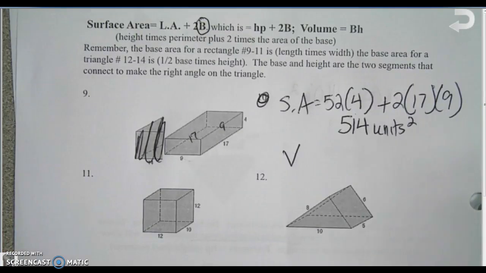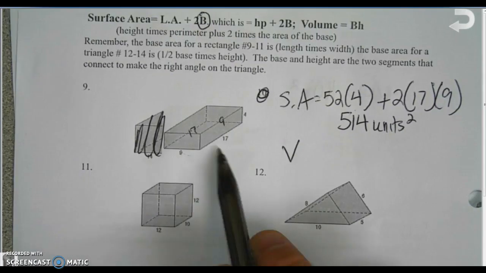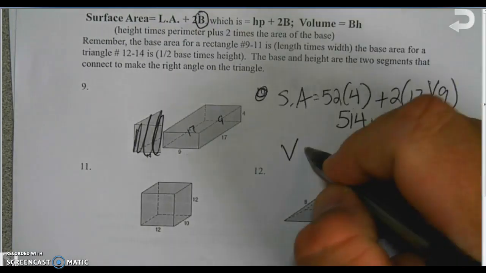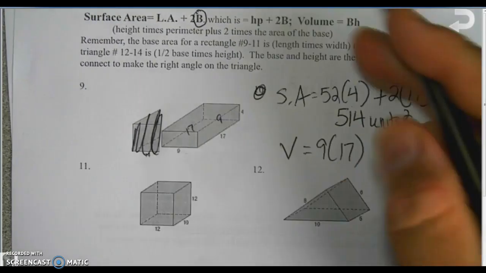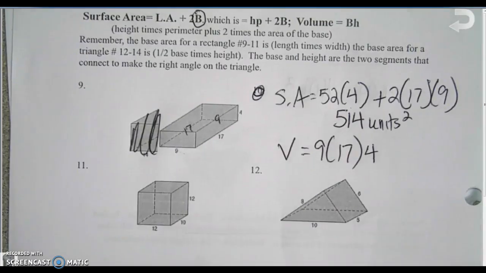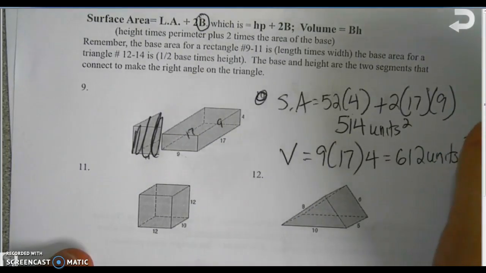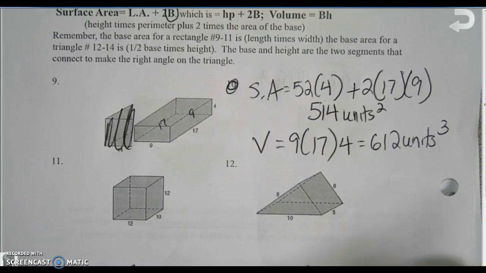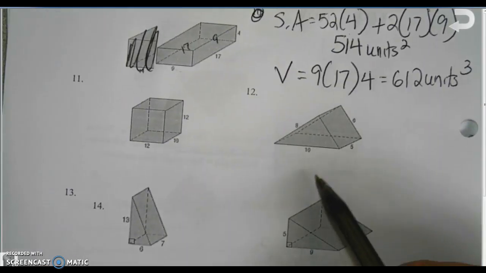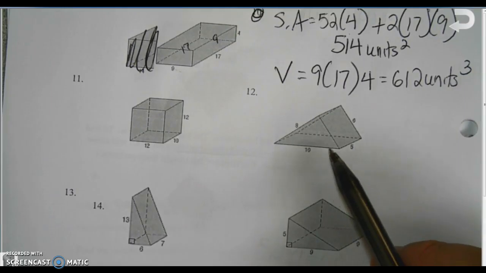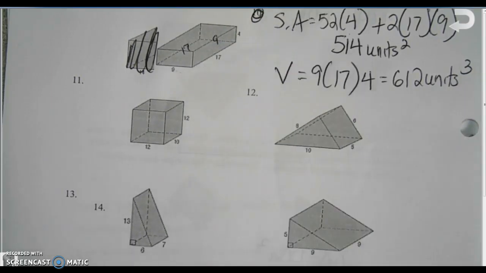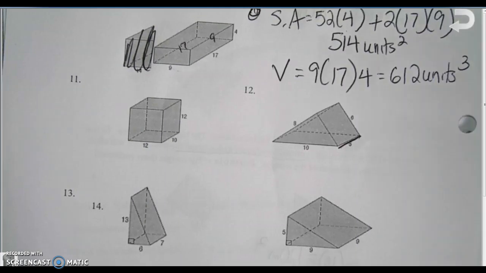Now the volume is a little bit easier actually. It's just the area of the base, so 9 times 17 times the height, which is 4. When you do those in the calculator, you get 612 units squared. Units cubed, I'm sorry, you're talking about volume. So I want you to do the other 4 here. Remember, for the triangles, you are going to have to do Pythagorean theorem to find the perimeter of the base, because it's a triangle. And the height is usually the height of the shape that is not the triangle.